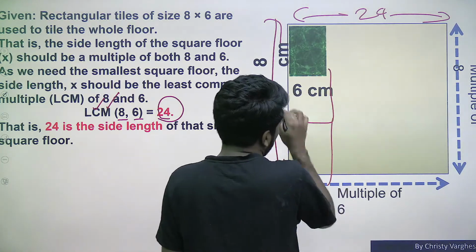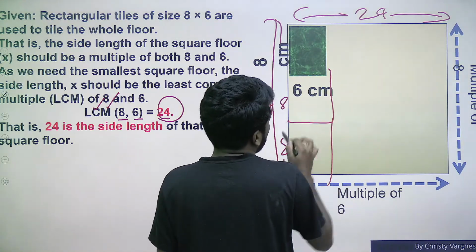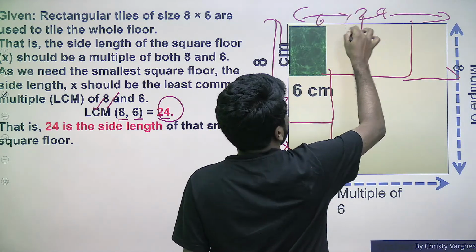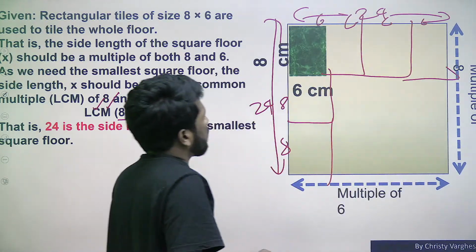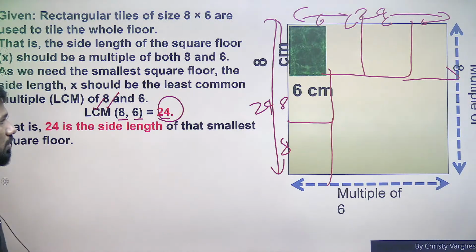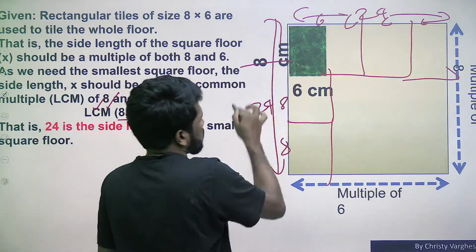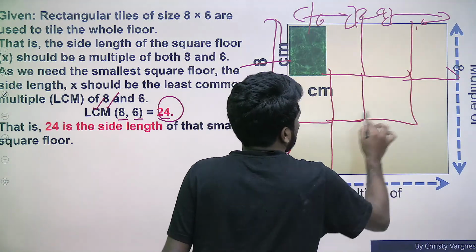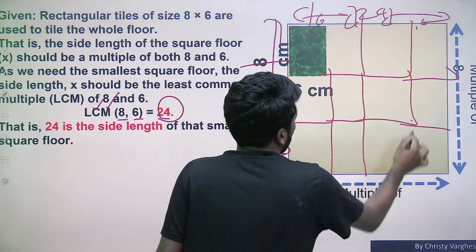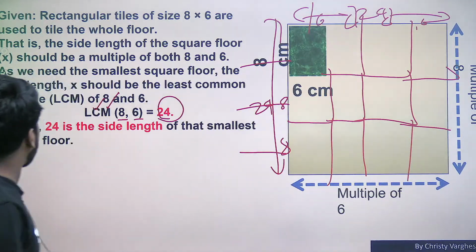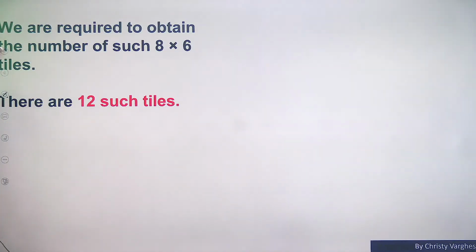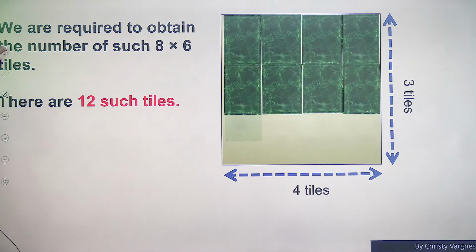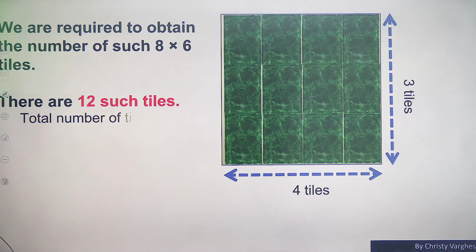कितना 8 चाहिए 24 के लिए? 3 8 चाहिए ना. कितना 6 चाहिए 24 के लिए? 4 6 चाहिए ना. 6 into 4 is 24, 8 into 3 is 24. That will be the number of rows and columns. So 3 into 4 or 4 into 3 will be the number of tiles. This will be the tiling also. 4 into 3 will be the number of tiles. 12 tiles will be there. All of you understood this?